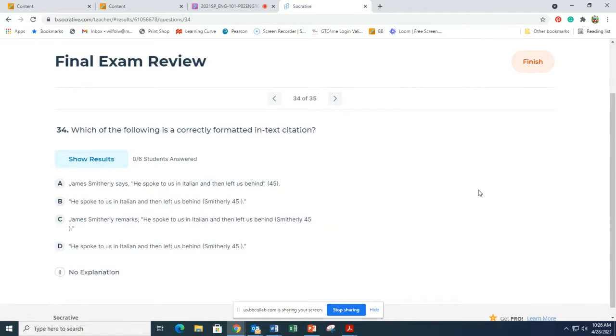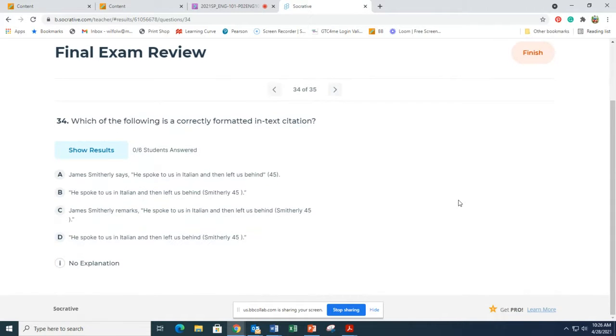Okay, which of the following is a correctly formatted in-text citation? Just take your time because the differences are subtle but significant. Easy to miss. Which one is a correctly formatted in-text citation?